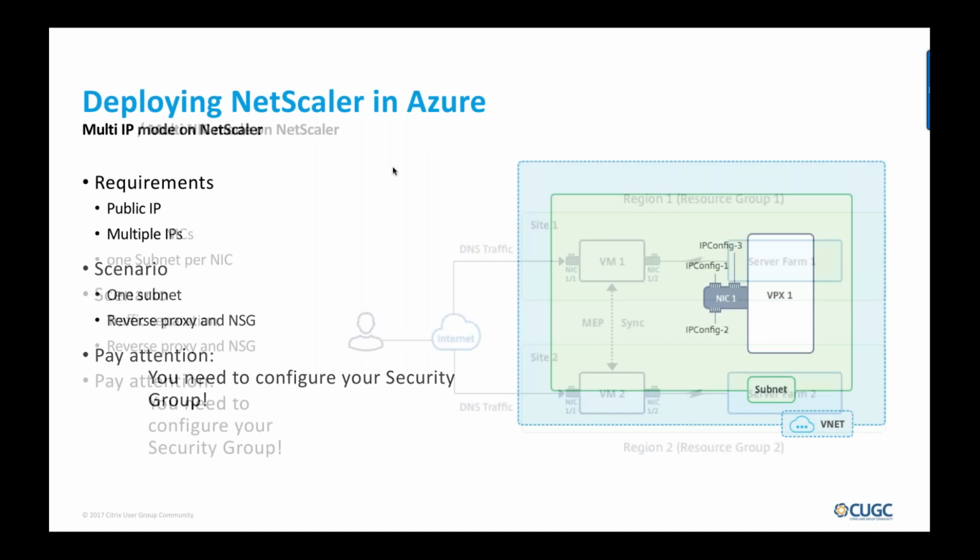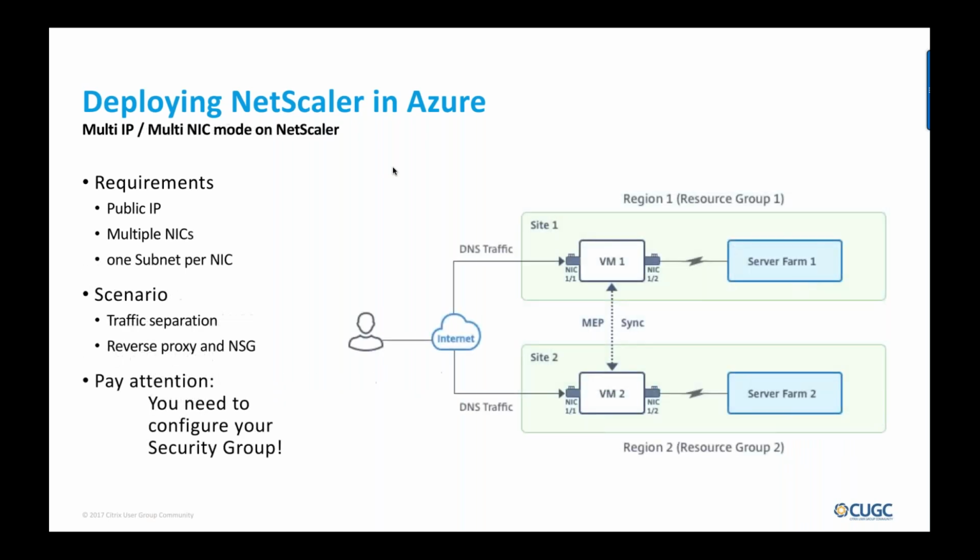So if you want to deploy it at a very high security level, you can use multiple network interfaces on your NetScaler, and you can place the different network interfaces into different subnets so that you can configure your security groups on subnet level, which is much easier to handle because you can say, okay, every single network interface in this particular subnet will have the same ports addressable.